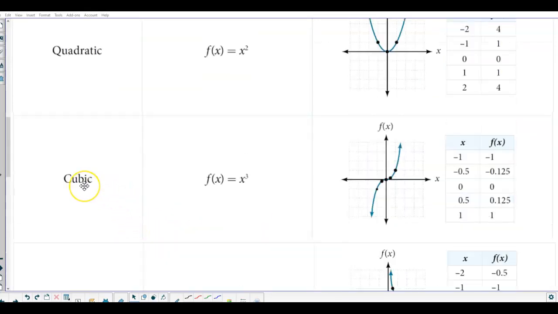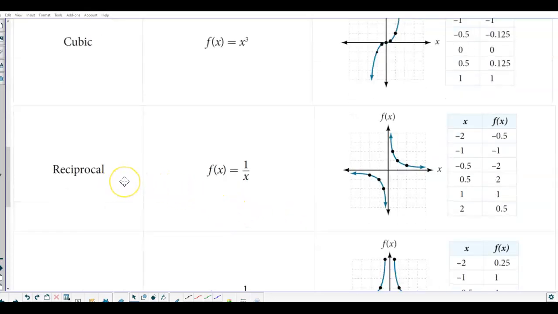Then we have a cubic function, f of x, which is equal to x cubed. So each value of x that we plug in, we have to cube it. If we cube -1, we get -1 as the output. If we cube -0.5, we get -0.125. If we cube 0, then we're going to get 0, 0.5 to 0.125, 1, and then 1. And when we graph that, this is what the graph looks like of a cubic function.